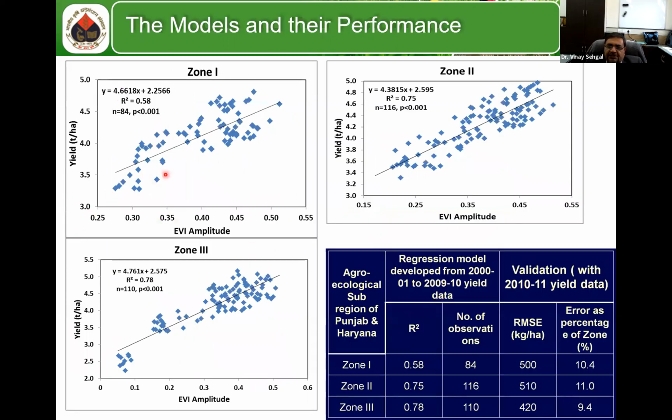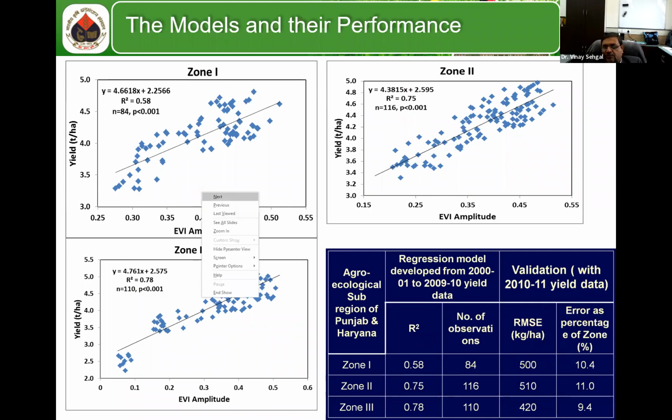So for zone 1, this is how the amplitude of the profile versus the yield relates. For zone 1, the R square was 0.58, for zone 2 it is 0.75, and for zone 3 it is 0.78. You can see the number of observations we used were 84, 116, and 110. The RMSE was around 500 kg per hectare, and error was of the order of 10 to 11% at the district scale for Haryana and Punjab type of states.